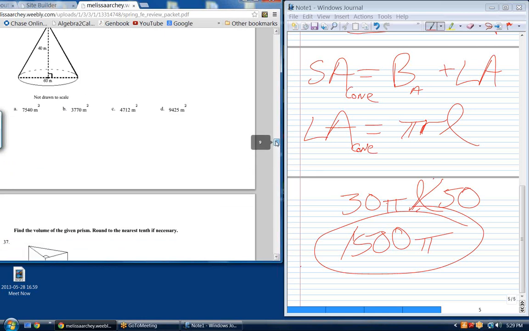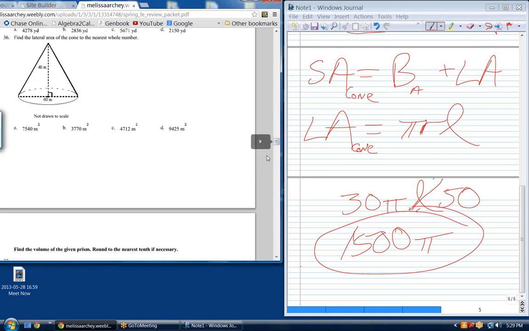Notice what happened there. It took me 30 seconds to figure out what the heck was going on. I came up with 1500 pi. I looked up there. I didn't see any 1500 answers. And I immediately started thinking I'd made a mistake or they had made a typo or something. It took me 30 seconds to realize that none of their answers had pi in it. In other words, I had to turn this pi into a number and come up with what it was.